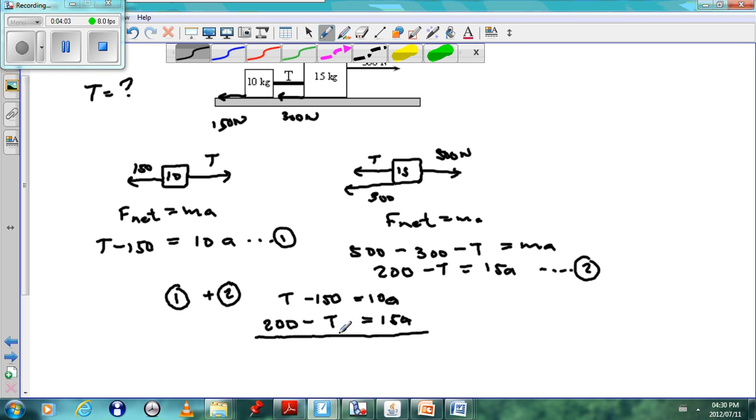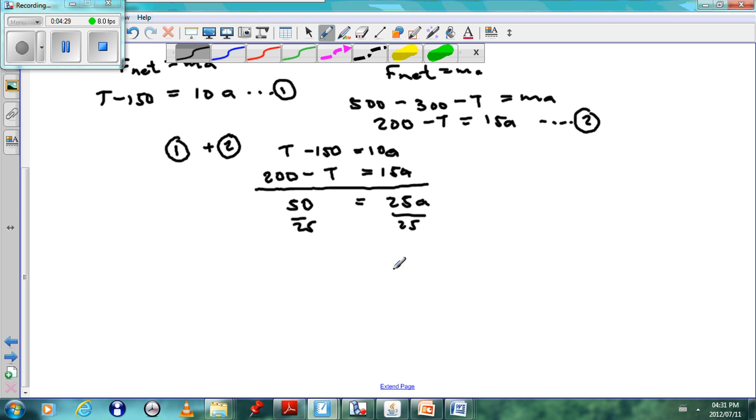So if we look at it, T minus T will cancel out, and 200 minus 150 will give you 50. T minus T is zero. 10 plus 15 is equals to 25A. And then you divide both sides by 25, and we see that our acceleration becomes 2 meters per second squared.